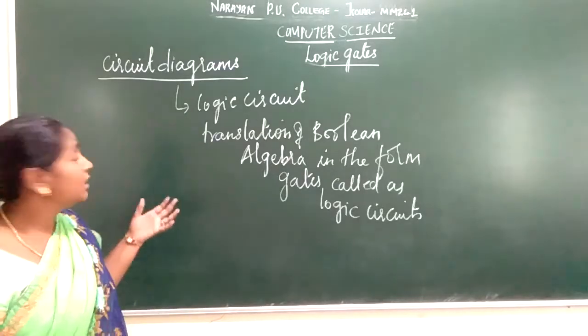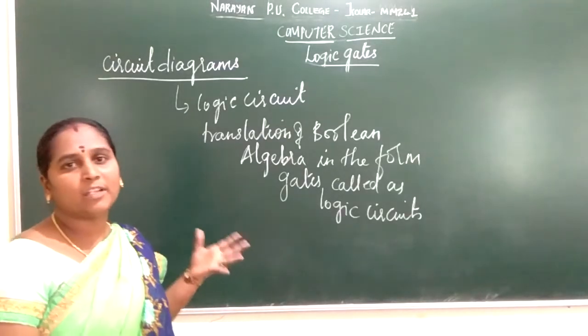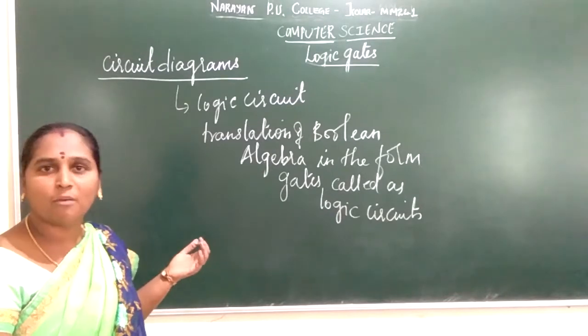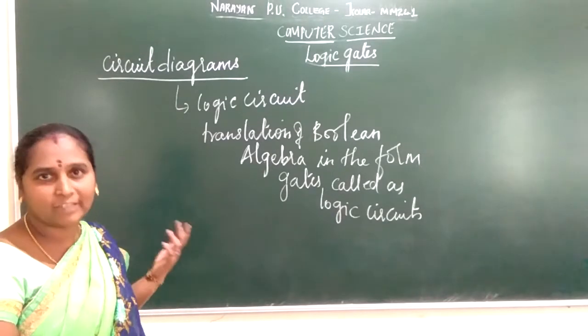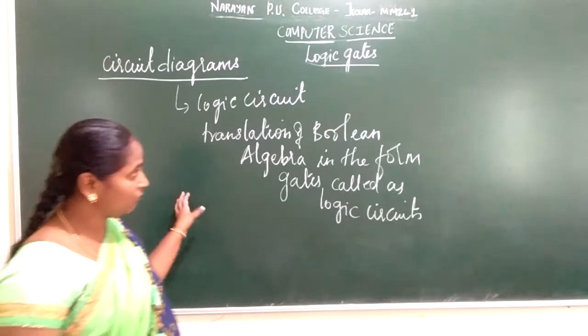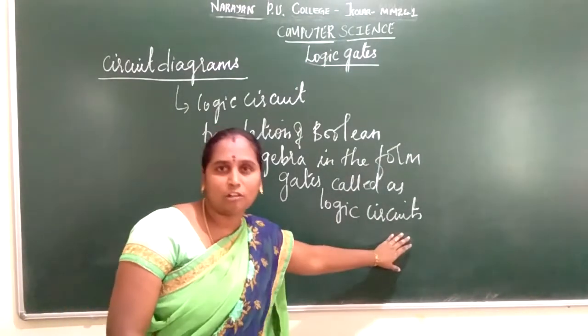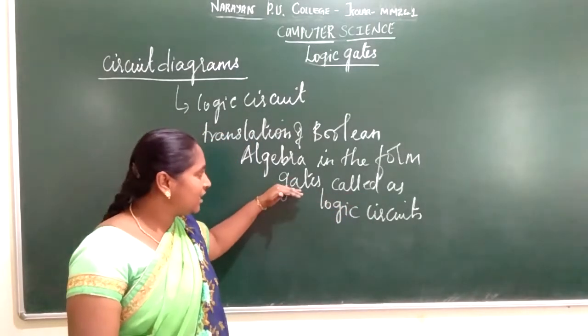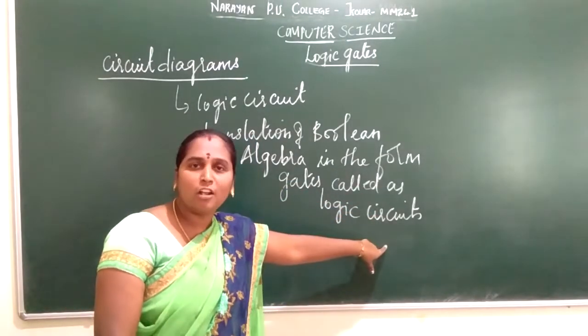Unless you use these hardware components, your Boolean algebra, once implemented, should be represented in the form of hardware, that is nothing but in the form of gates. The translation of those gates in the form of circuits, we call it logic gates or logic circuits. I have already told you logic gates are nothing but the building blocks of your logic circuit.